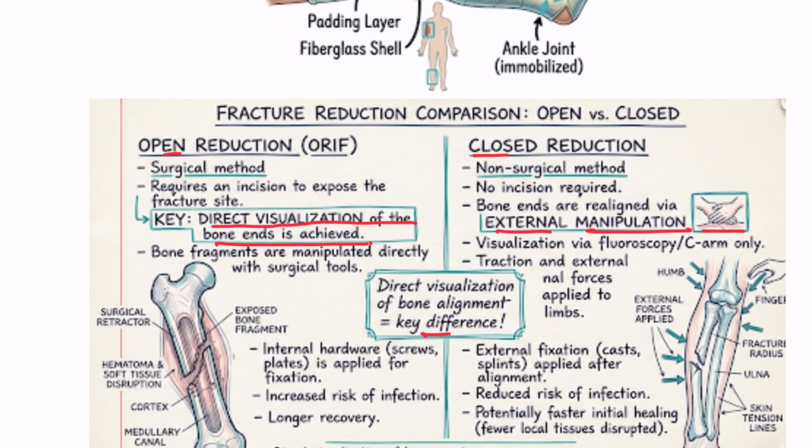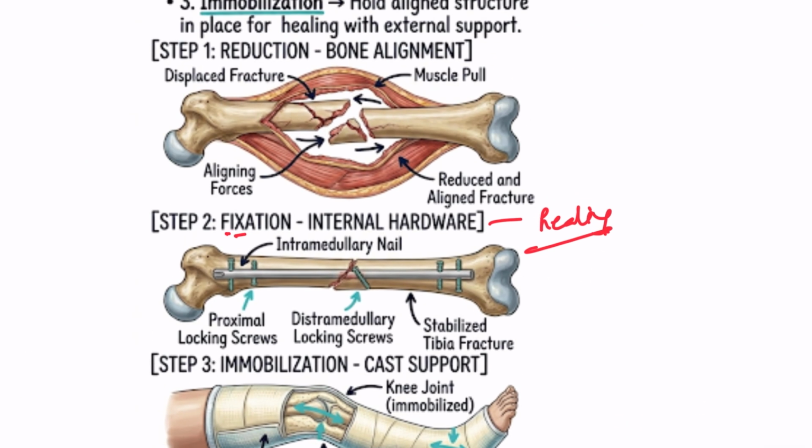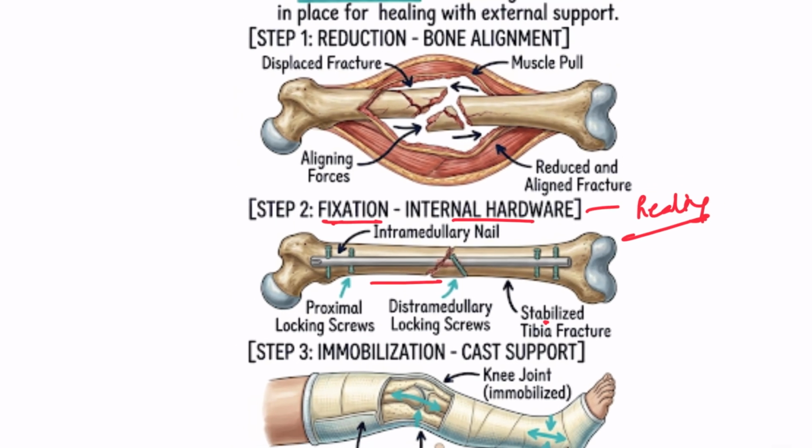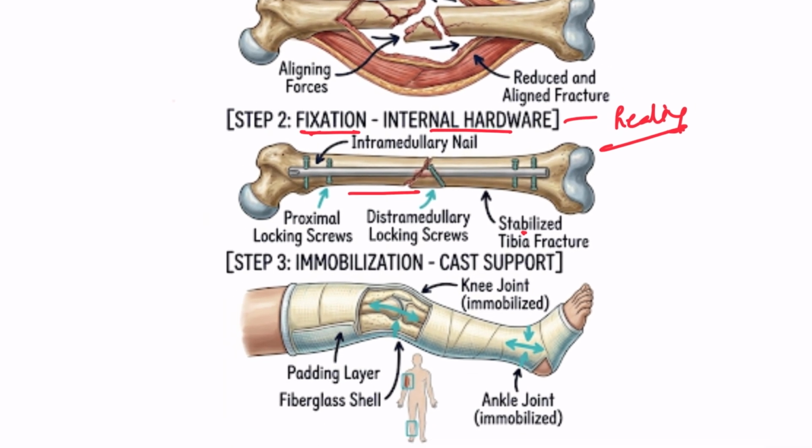So, once the bone is aligned, it needs to be held in place. That is fixation, because alignment alone is not enough. If we leave it like that, the bone can move again. So, fixation provides stability. It keeps the fragments in position while healing begins. This can be done internally using screws, plates, or rods, or externally using a frame. And in this case, we are dealing with internal fixation.